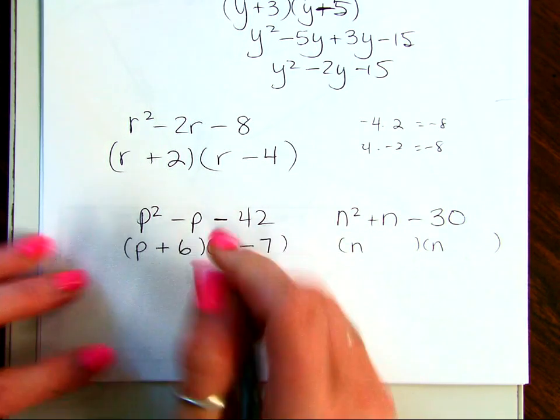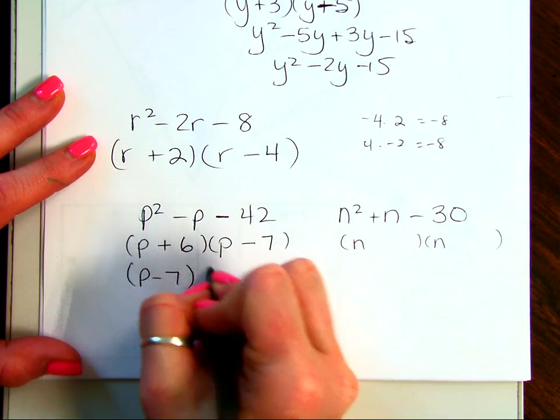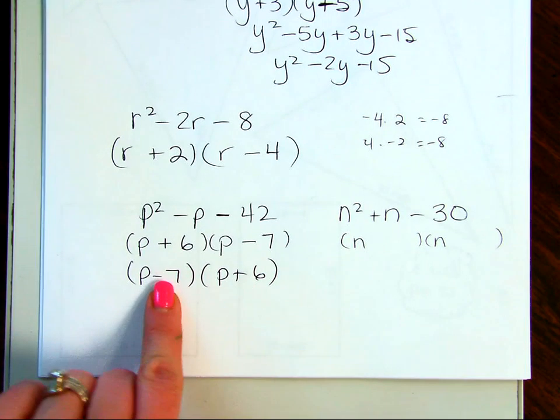If you have these flip-flops, meaning if you have the p minus 7 and the p plus 6 over here, that's fine. You can't have it minus 6 plus 7. You know that, right? Okay?